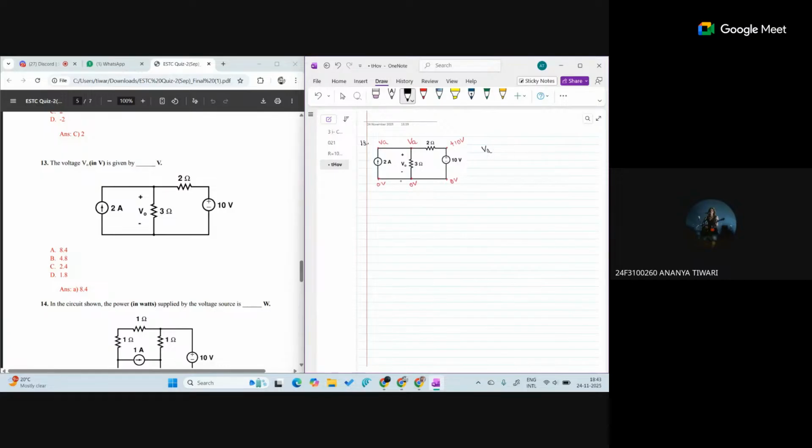So this would be VA minus 0 volt divided by 3 volt.